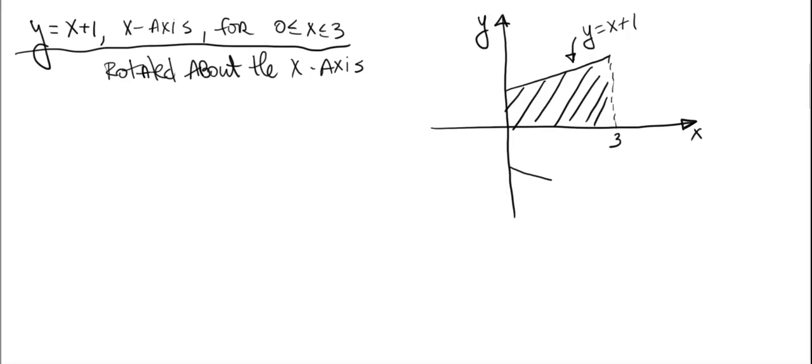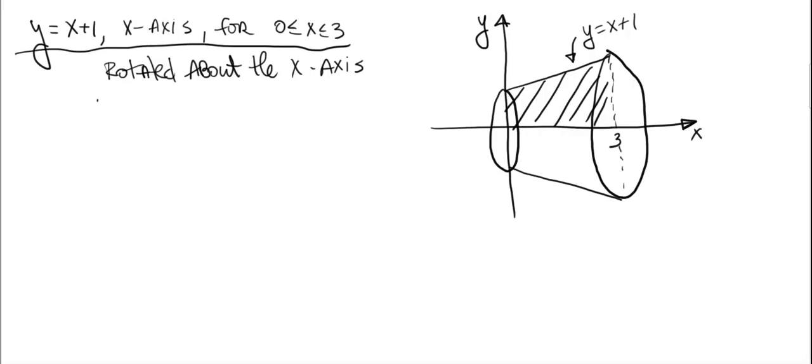After a 180 degree rotation, the region ends up here in the fourth quadrant, and then a full 360 degree rotation is going to give us the following solid of revolution. So it looks something like this. This is a rough sketch. You can think of it as a stack of pancakes, or pancakes that are stacked side by side. The smaller ones are closer to the y-axis. As we move to the right toward the line x equals 3, the pancakes get larger.